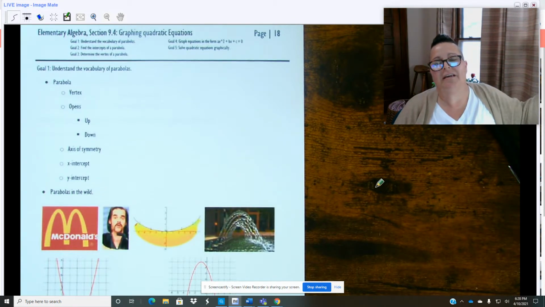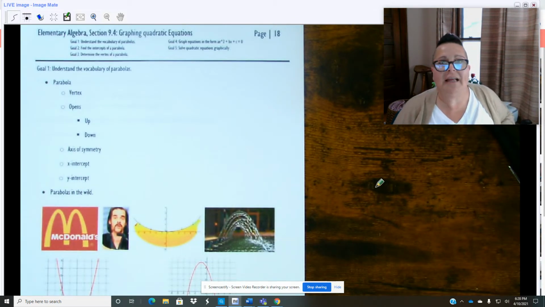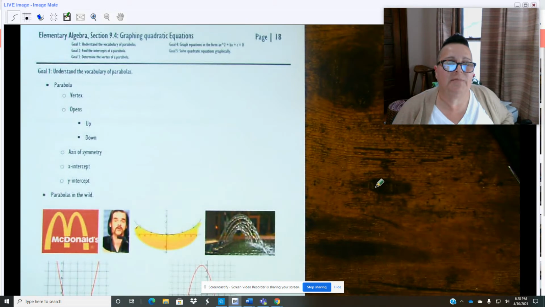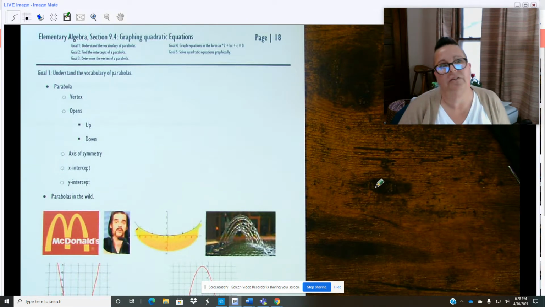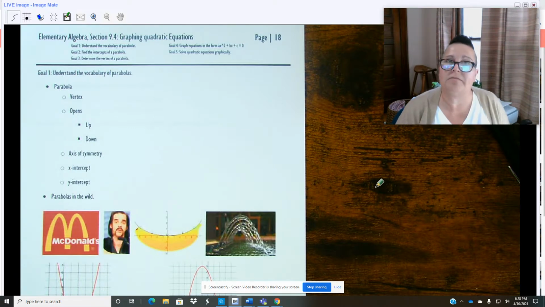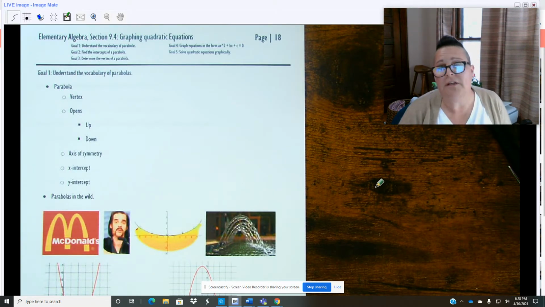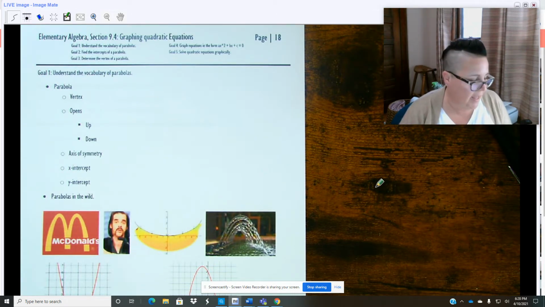We are looking today at Chapter 9. This is the last section we're going to be doing in Chapter 9. It is called Graphing Quadratic Equations. All of Chapter 9 so far has been about quadratics, and so we're going to do one more section, which is how to graph them. And we're going to talk about what the pictures of quadratic equations look like.